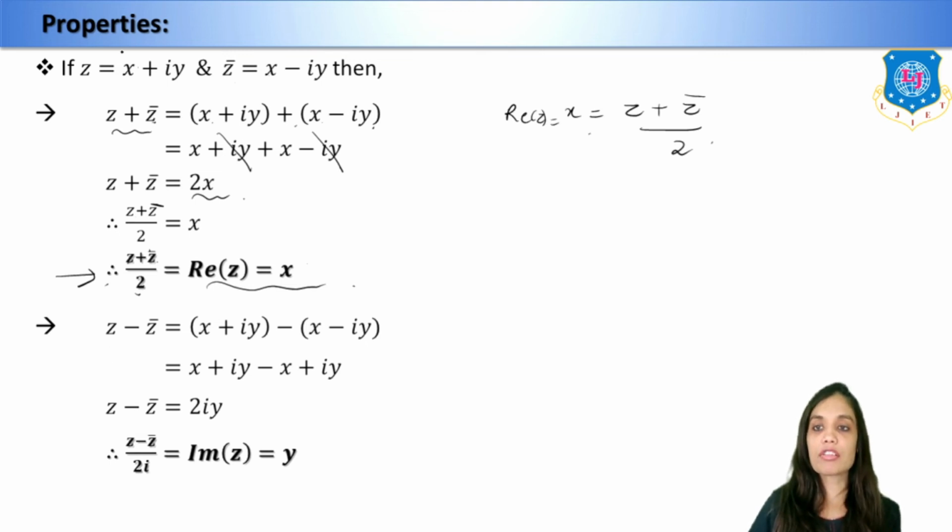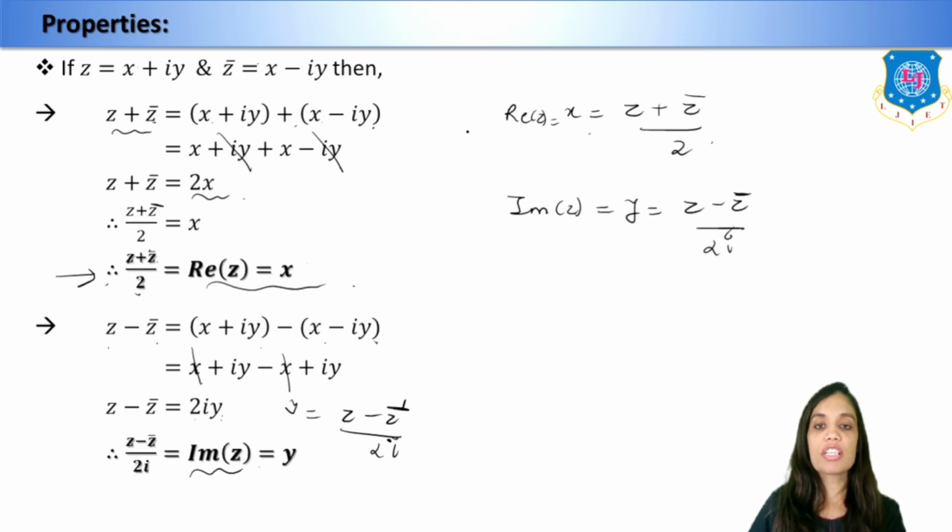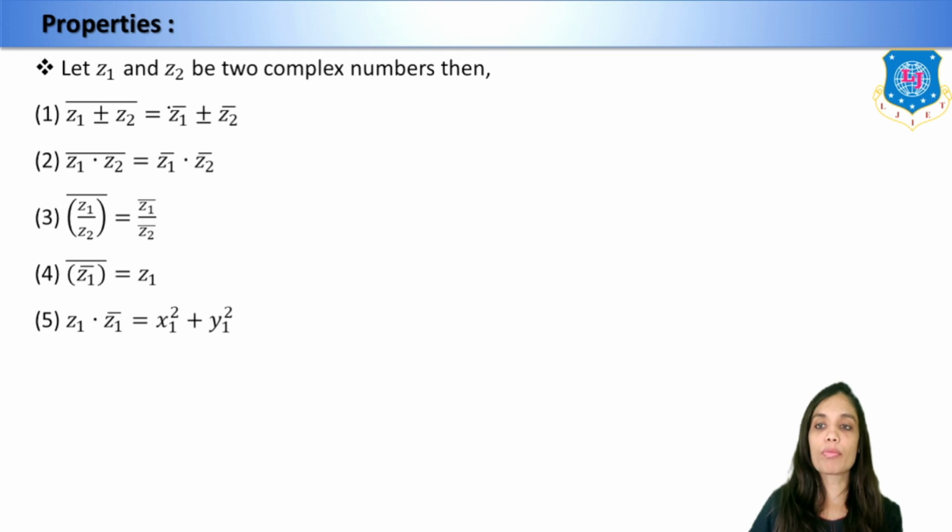Next, if I subtract these two, z minus z bar equals x plus iy minus x minus iy. If you open the brackets, the x will get cancelled out. What will remain? 2iy. Now make y the subject. So y equals z minus z bar upon 2i, which is the imaginary part of z. Finally, what we have derived is that the imaginary part of z, which is y, equals z minus z bar upon 2i. This can be asked as an example also. Now let us study a few more properties.